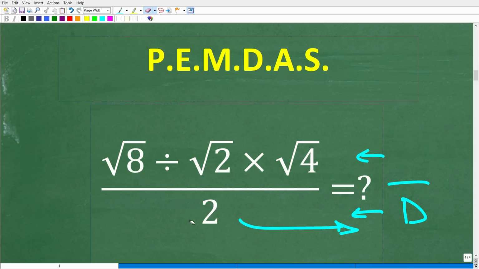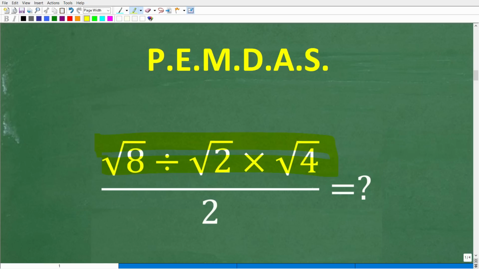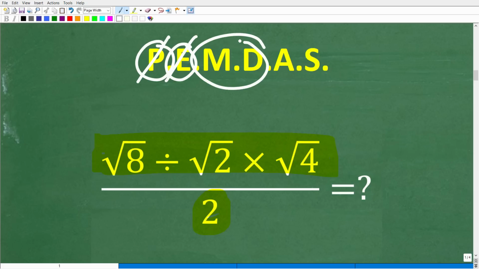Okay, so we're going to go ahead and focus in on the numerator because that's where all the action is in this particular problem. We only have one number down here in the denominator. So what do we have here? Well, we have division and we have multiplication. So do we have any parentheses? No. Do we have any exponents or powers? No. Do we have multiplication and division? Yes. What do we see first from left to right? We see division.